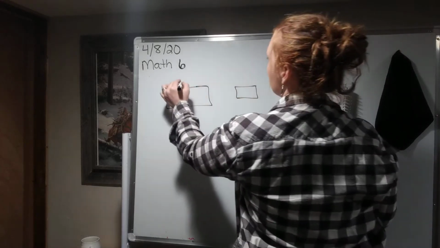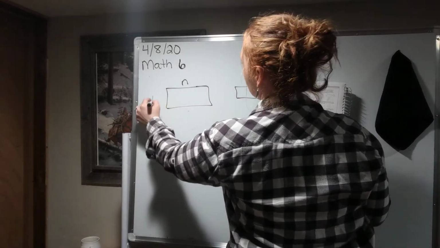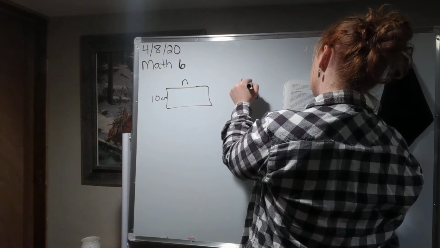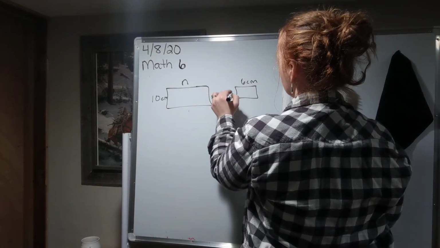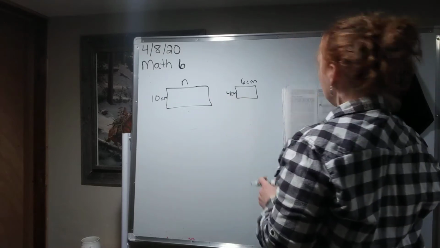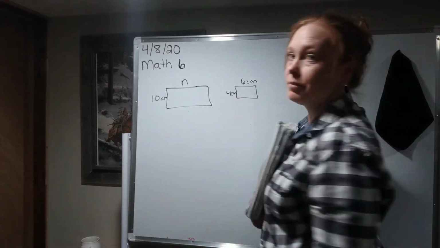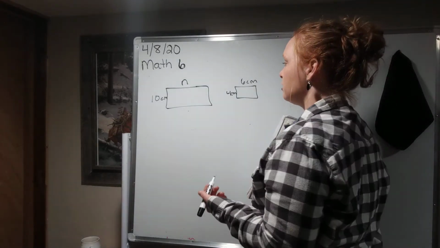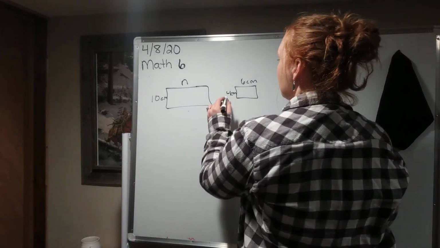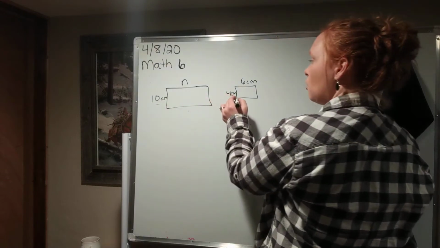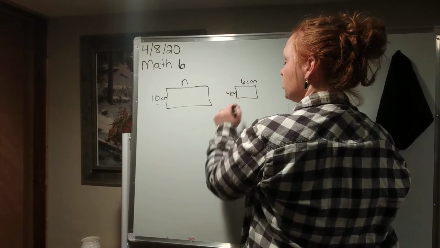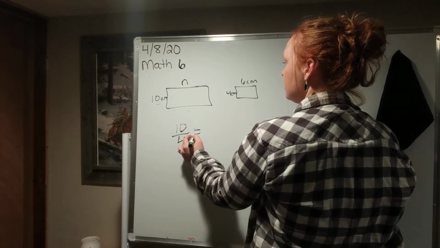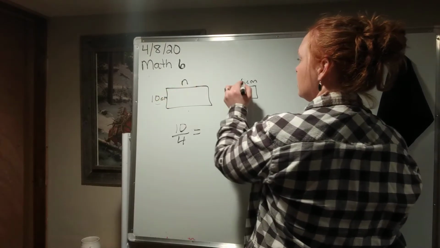Okay, so this side is 10 centimeters, and then our similar shape says 6 centimeters, and this side is 4 centimeters. Okay, and it wants to know, well, what is n? Well, if I know that they're similar, I can set up a proportion and solve it, just like I did yesterday. I can say 10 is to 4, because they're both the shorter side. So 10 is to 4 as n is to 6.